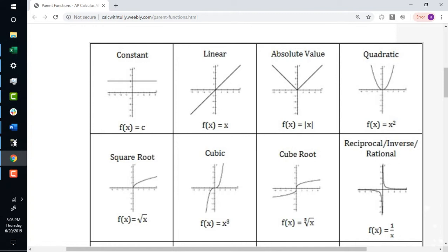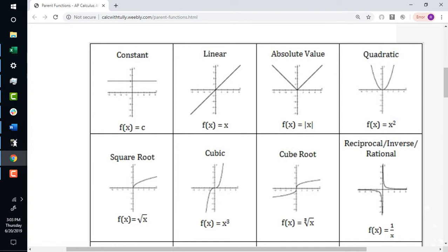A quadratic will be a u. Square root will look like kind of a curve. Then cubics, cube root, and a reciprocal. Those are the 8 ones you need to know. You just want to make sure you understand the general shape of these graphs. This is what's going to help you.